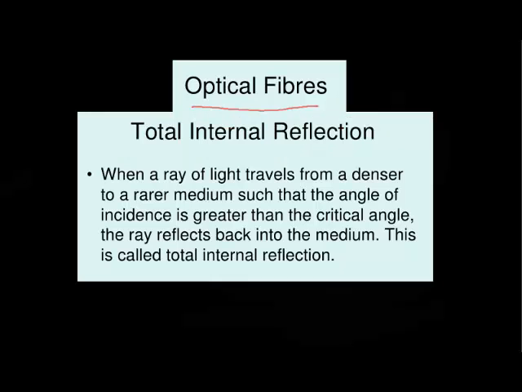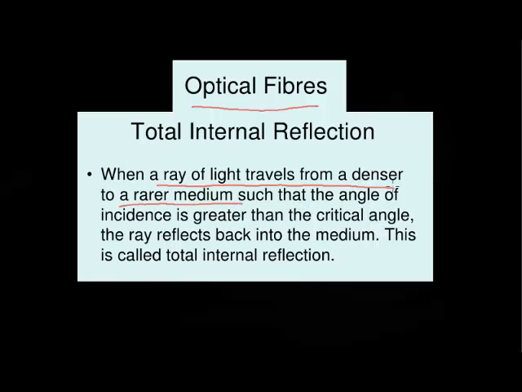Now about total internal reflection. There are two conditions for total internal reflection. First is a light ray should travel from a denser medium to a rarer medium.